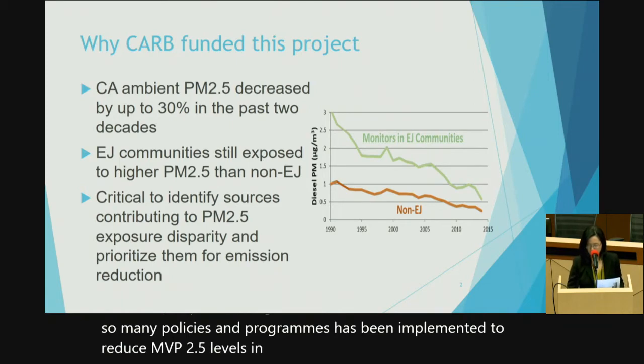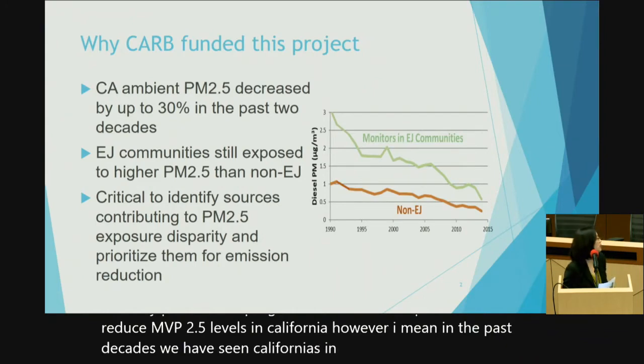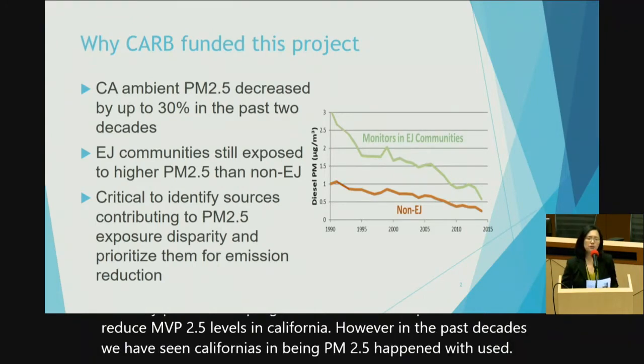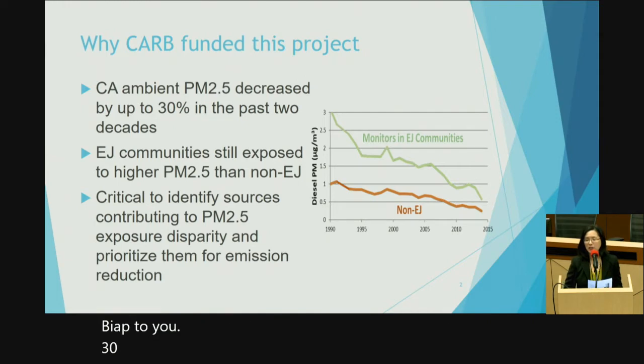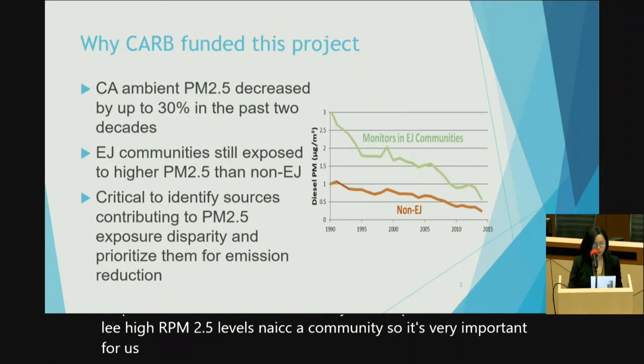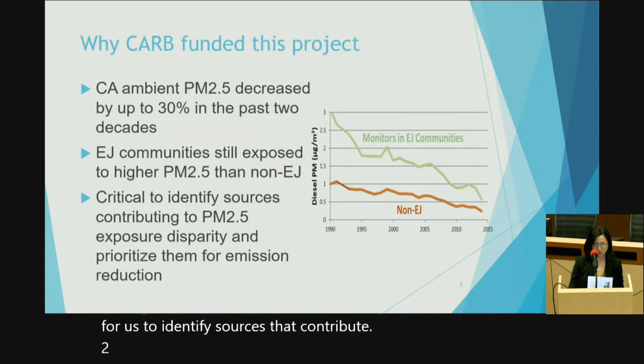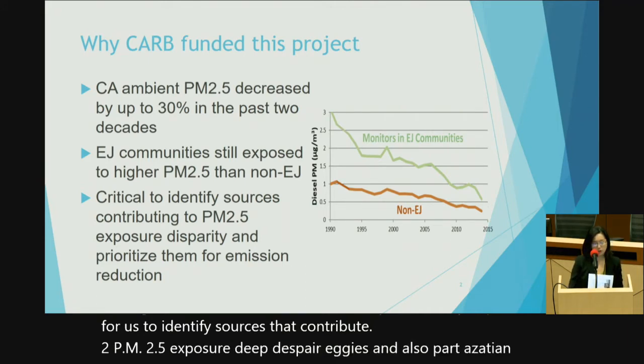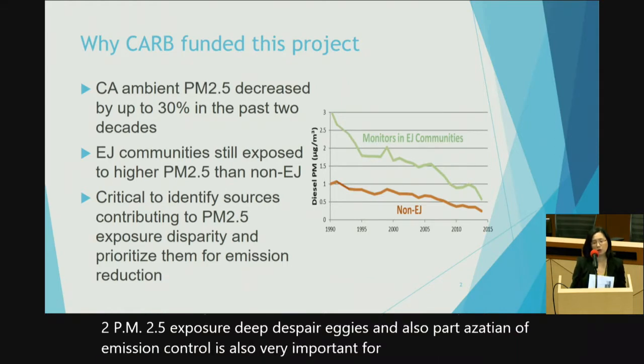However, in the past decades, we have seen California's ambient PM2.5 reduced by up to 30%. However, EJ communities are still exposed to persistently higher PM2.5 levels than non-EJ communities. So it's very important for us to identify sources that contribute to PM2.5 exposure disparities, and prioritization of emission control is also very important for us to achieve the goal to provide clean air to all Californians.